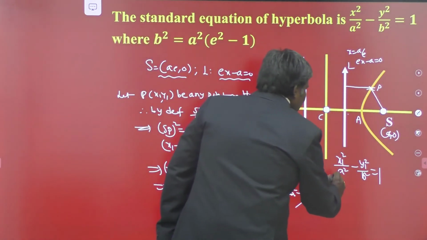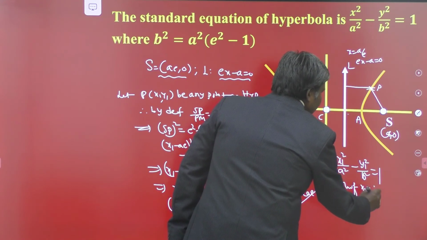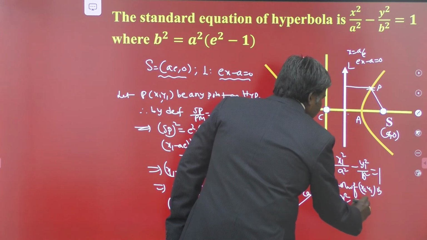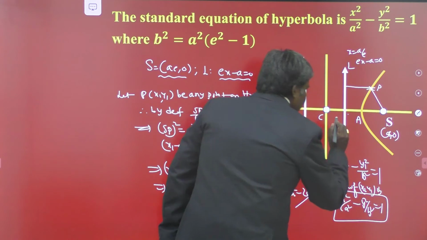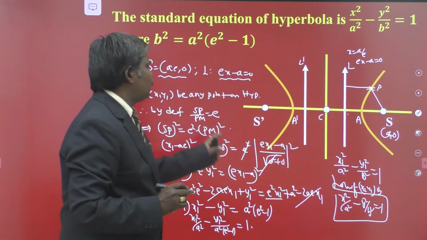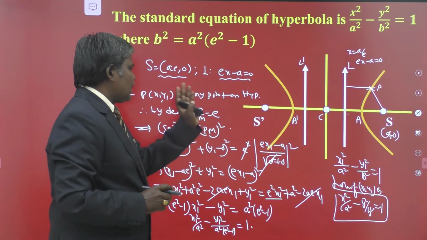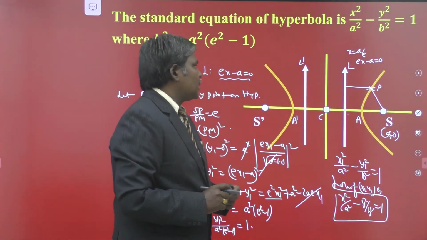Therefore the locus of x1 comma y1 is what, my dears? X square by a square minus y square by b square is equal to 1. This is the standard equation of the hyperbola. So the procedure is the same as in the derivation of the ellipse.